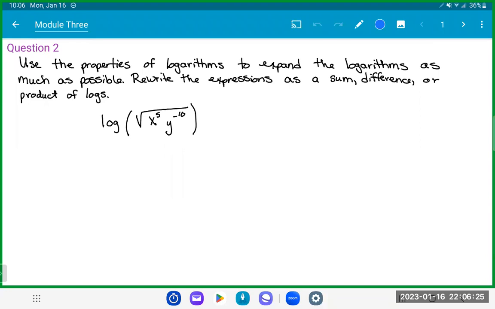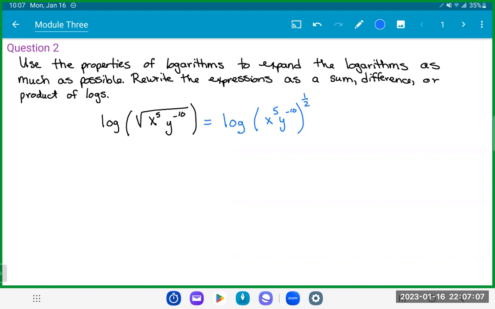So we begin here by taking, the first thing we want to do is take that square root and turn that into an exponent. The square root is nothing more than raising something to the 1/2 power. So that means this is going to be rewritten as the log of x to the 5, y to the -10, raised to the 1/2 power, because what we're doing here is eliminating that square root sign.